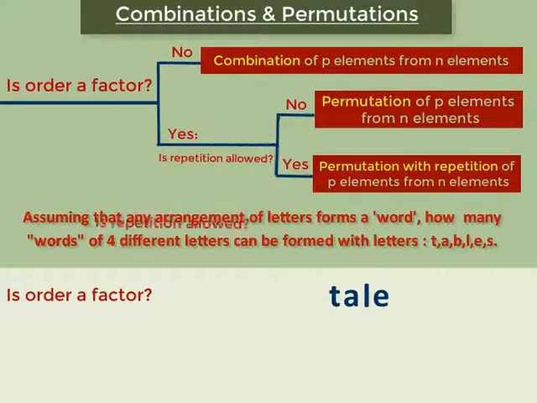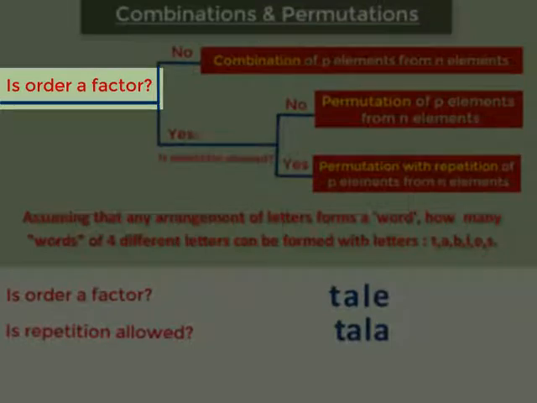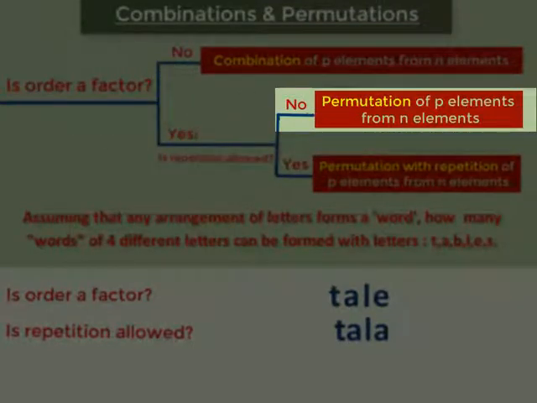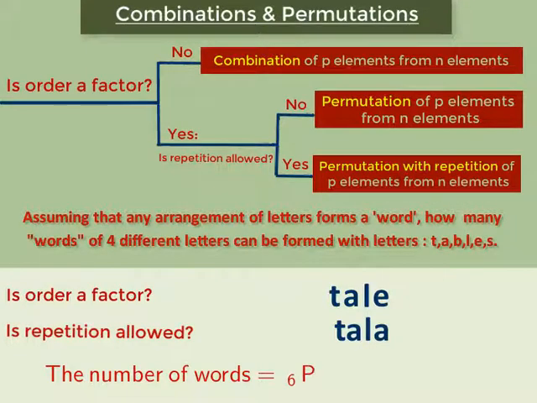Secondly, we should know if the repetition is allowed. So for example, is the word TALA acceptable? No, because what is required is a word of 4 different letters. So the order is a factor and repetition is not allowed. Then, each word is a permutation of 4 letters from 6 letters, and here is the number of words.